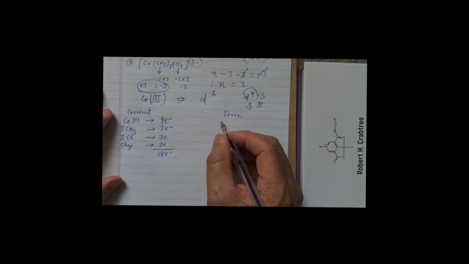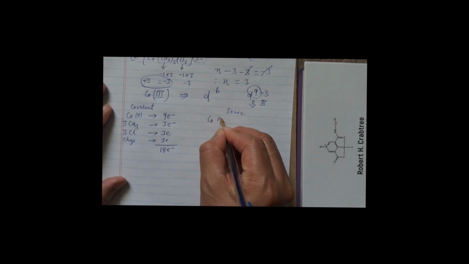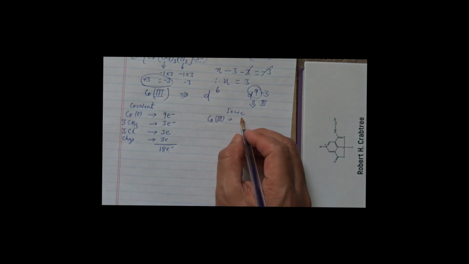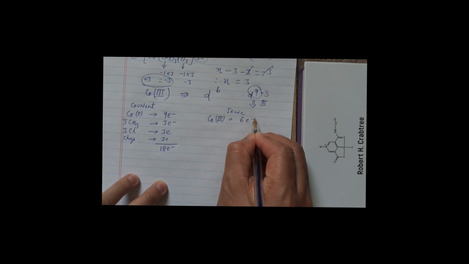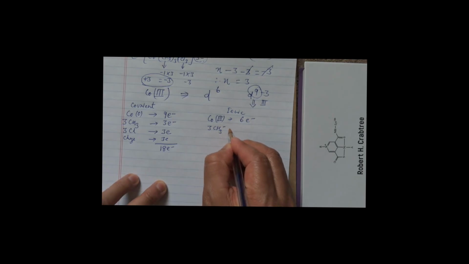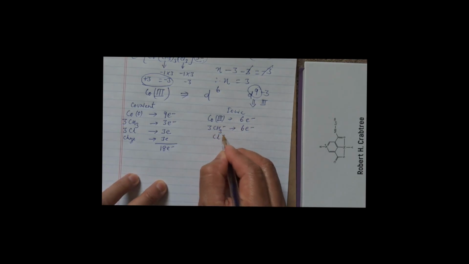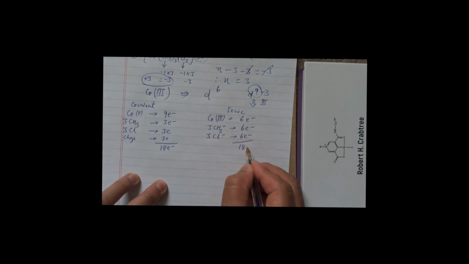So let's do it with the ionic method as well. Here you need to consider the oxidation number of cobalt. Cobalt 3, that means total electrons 6 here. Methyl, you need to include the charge, so it will give 6 electrons again. Chloride here is 6 electrons. When you add the total, it will be 18 electrons.